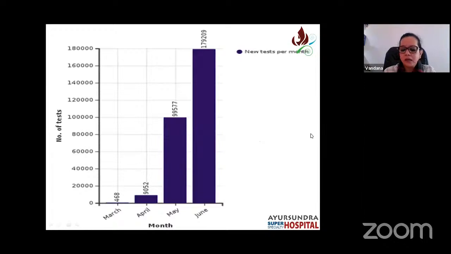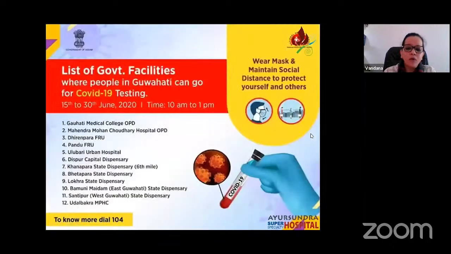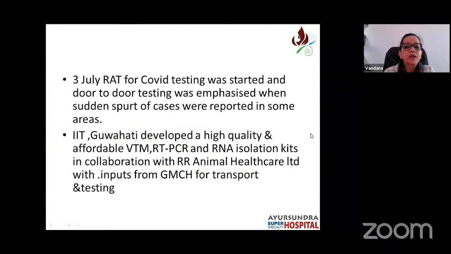But as the restrictions were lifted and people started coming in, the number of positive cases started rising, and the brunt was faced by Guwahati, being the gateway to the Northeast. Hence, 10 more such labs, ICMR accredited, were opened, and the number of tests went up. The state had also roped in private labs from Delhi and Hyderabad for giving the report at the earliest. Rapid testing was also taken up, and door-to-door testing was also done.